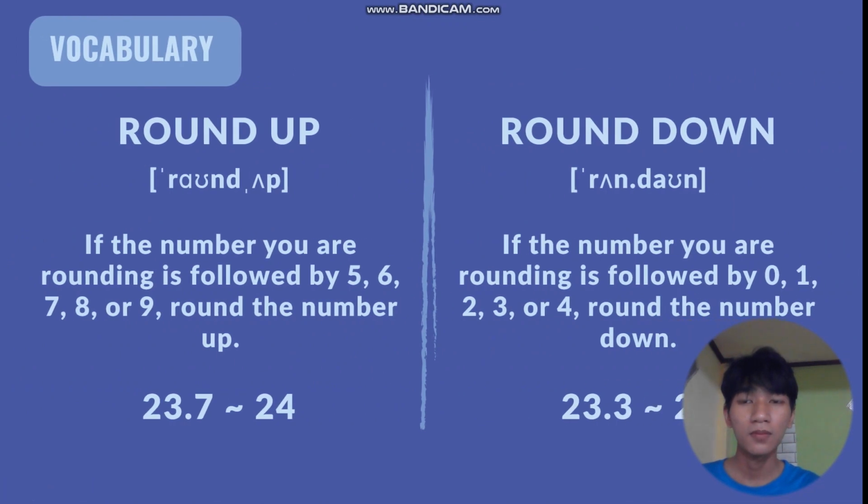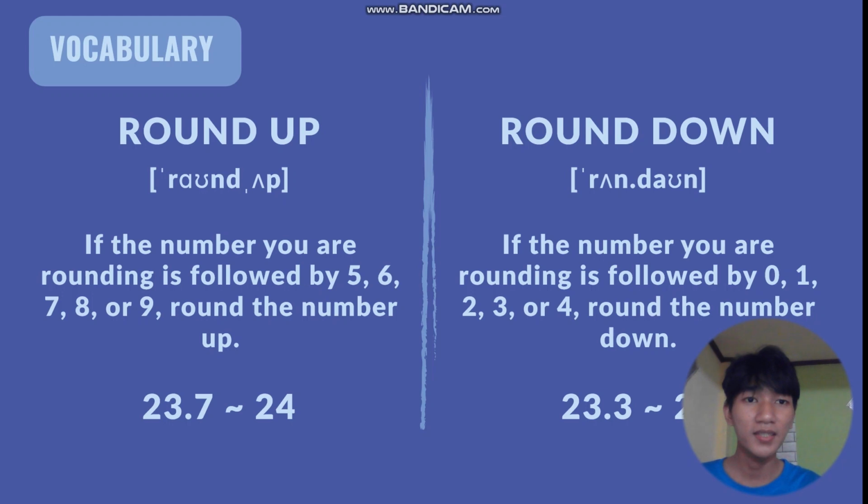Next vocabulary is round up. If the number you are rounding is followed by 5, 6, 7, 8, or 9, round the number up. For example, we have 23.7. We're rounding this up into 24.